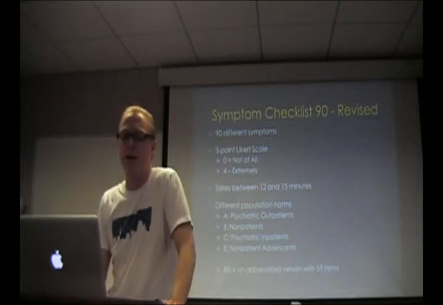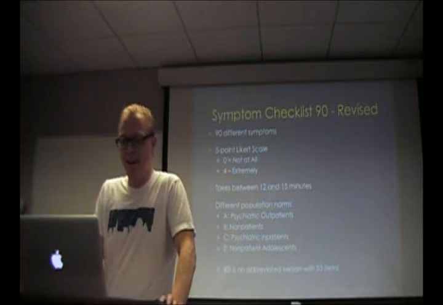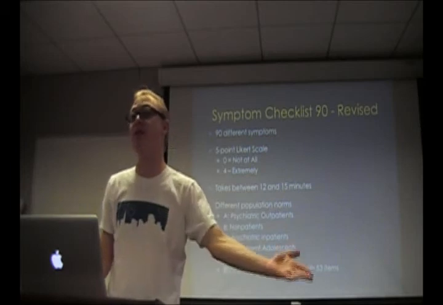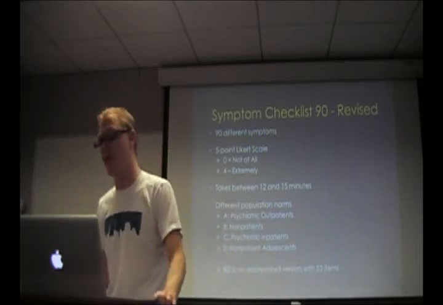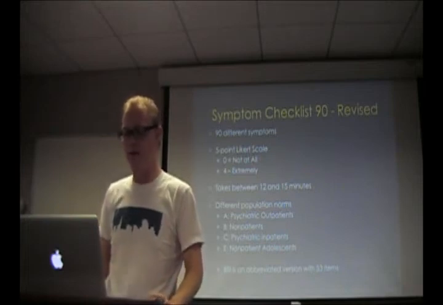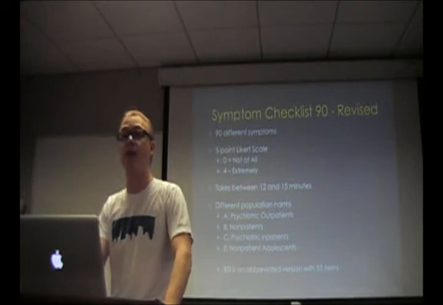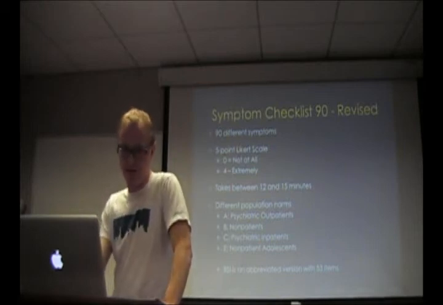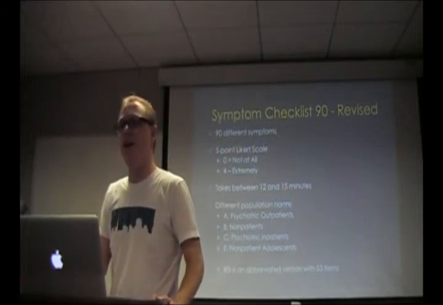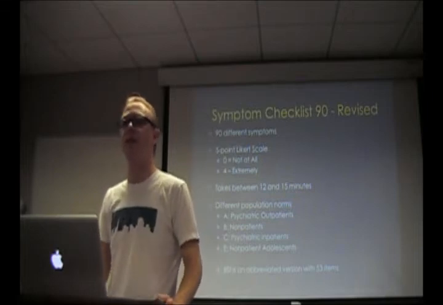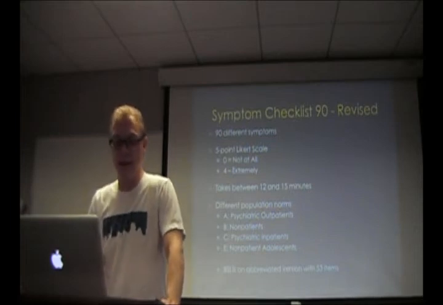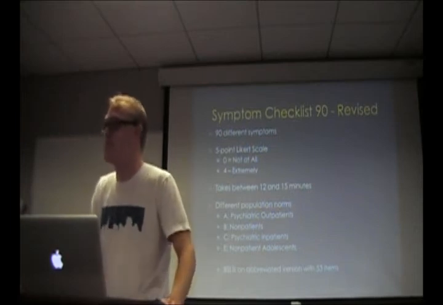The SCL90R is nice in that it has 4 different sets of norms, because you're not going to compare somebody that's in an inpatient ward to somebody that has no psychiatric problems, because it's not really realistic. And so it has the set of norms A for psychiatric outpatients, B for non-patients, C for psychiatric inpatients, and E for non-patient adolescents. And a really mean question of the comps would be to talk about the set of norms that are D, but I don't know why they don't have those.